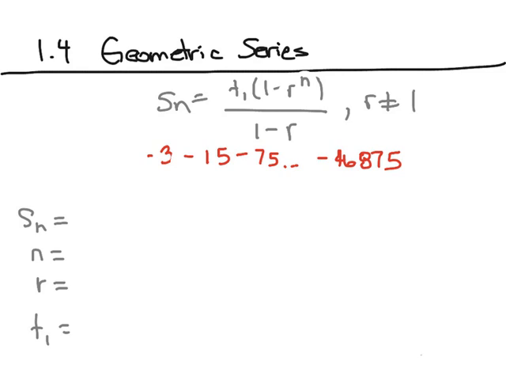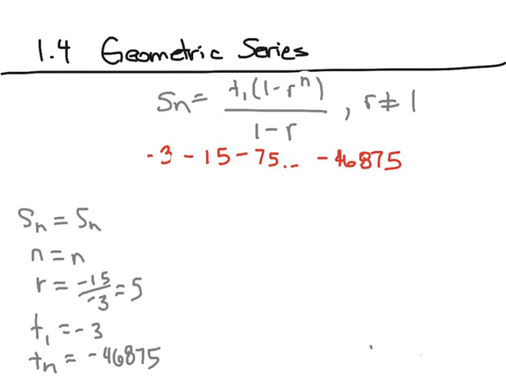So for the next sequence, we have our first term, we have our common ratio, and we have our last term. We want to find the number of terms. We want to find Sn, but we need to find our n first because we don't know n. Our ratio will be negative 15 divided by negative 3, which is 5. And our Tn would be equal to negative 46,875. And T1 is negative 3.